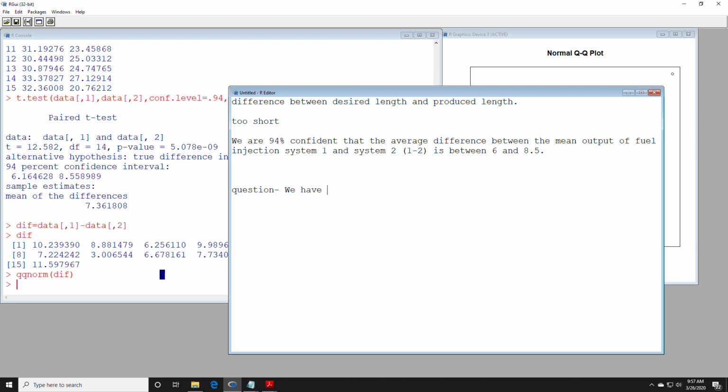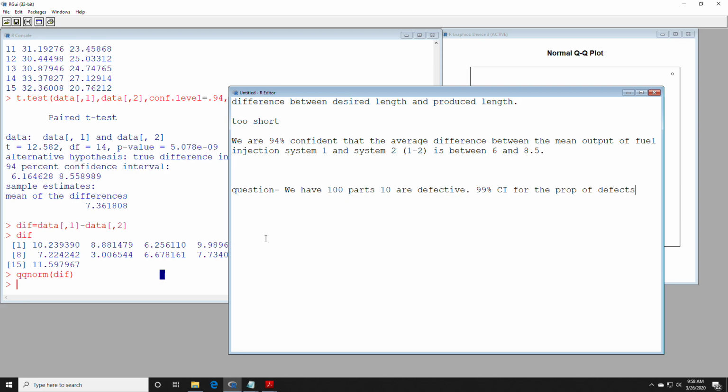We have 100 parts. 10 are defective. We want a 99% confidence interval for the proportion of defective items. Okay? And that could be the question.